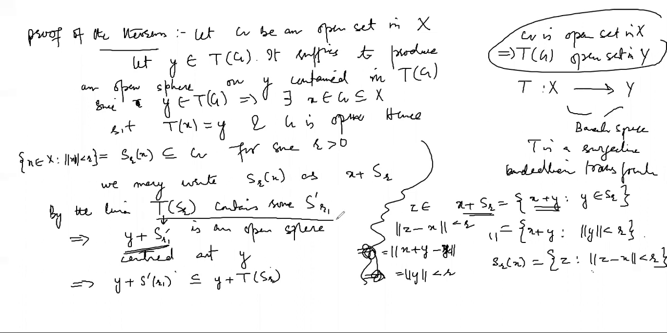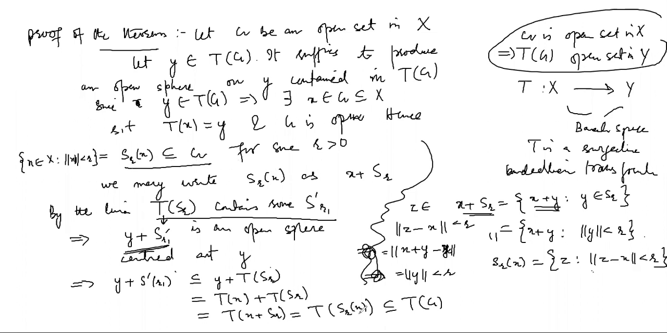T S r contained is the same, which is nothing but equal to y is equal to T of x plus T of S r, which is nothing but T of x plus S r, or which is equal to T of S r x, right? Which is contained in T of G. Why? Because S r x is contained in G. Therefore, T of S r x is contained in T of G.